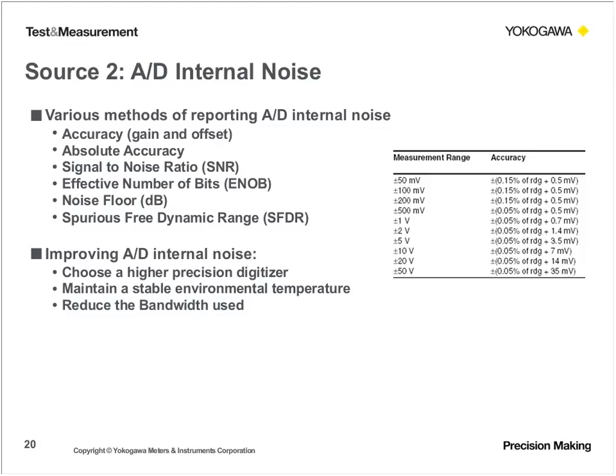You'll want to typically choose a high-precision digitizer. So 12-bit is usually the baseline for most engineers working in data acquisition, but we're now seeing the market move towards maybe 16-bit and higher resolution. The second thing you'll want to do to minimize the impact of A to D internal noise, make sure you're working in a stable working environment. I know that's not always possible, but if you can, try to keep it in a vibration-free environment, or maybe where the temperature doesn't fluctuate as much. And lastly, you can also reduce the bandwidth that you're using.